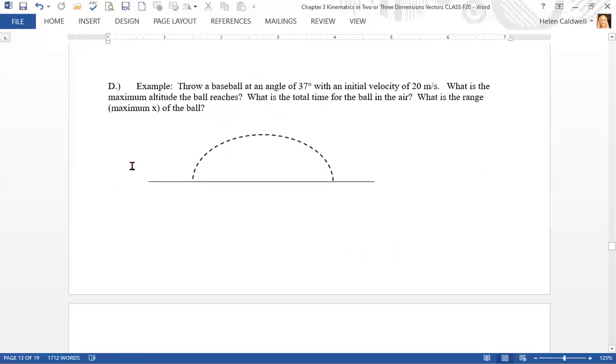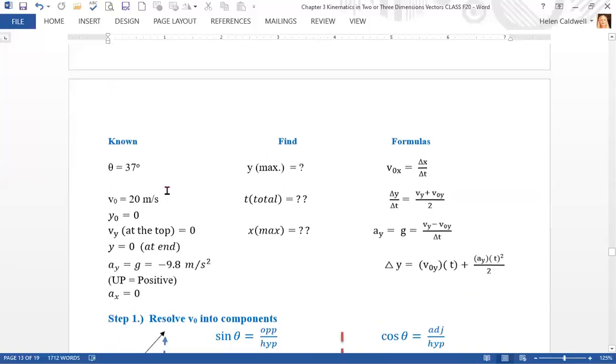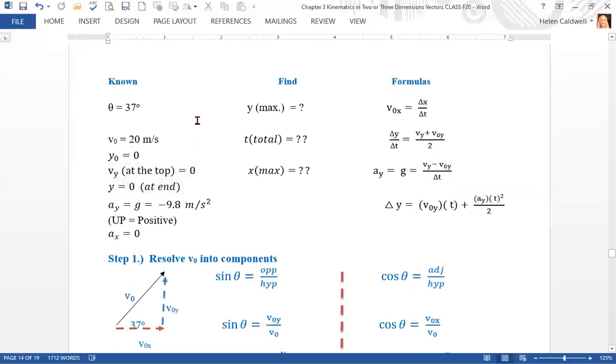We're going to throw a baseball at a 37-degree angle with an initial velocity of 20 meters per second. We want to know the maximum altitude, the total time, and the range. Range is always the x value, altitude is always the y value. So let's set up what we know and what we're trying to find and our formulas.